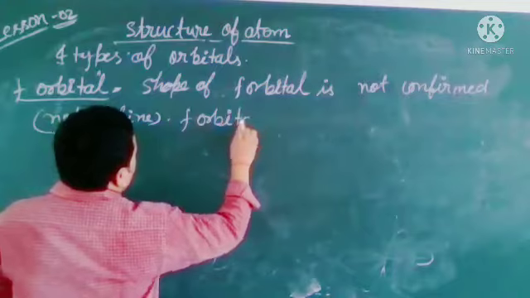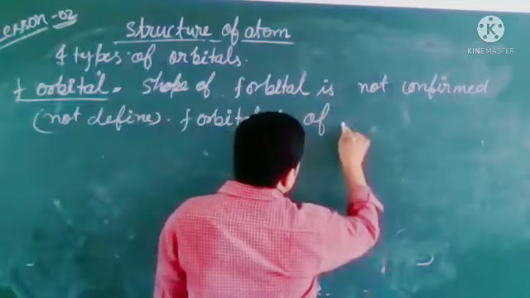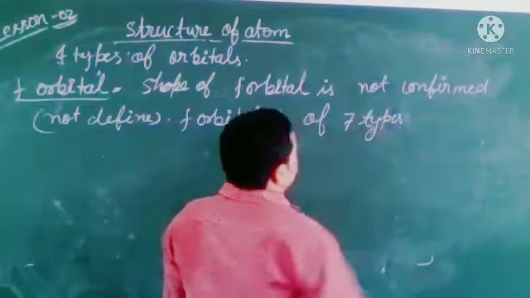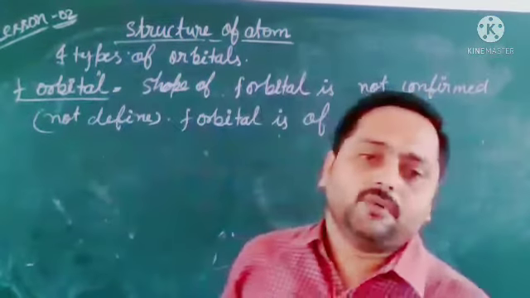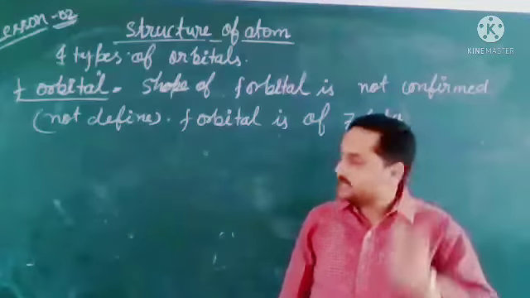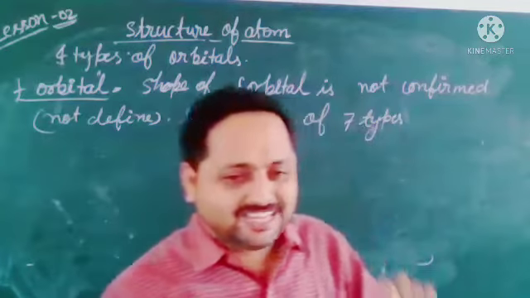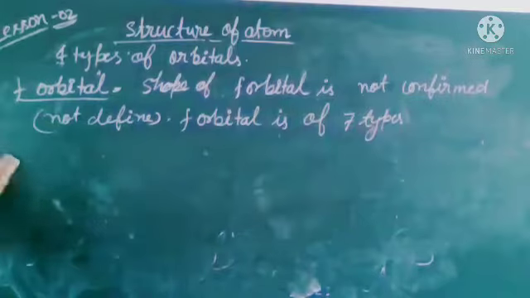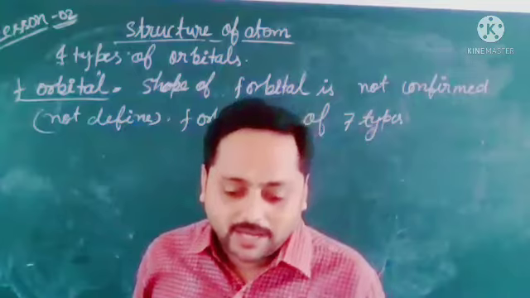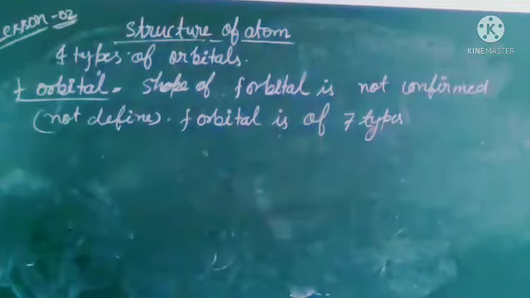F orbital is of seven types. Just look here. F orbital is of seven types. What is that? How many electrons can you fill in each orbital? Here, just want to see here.